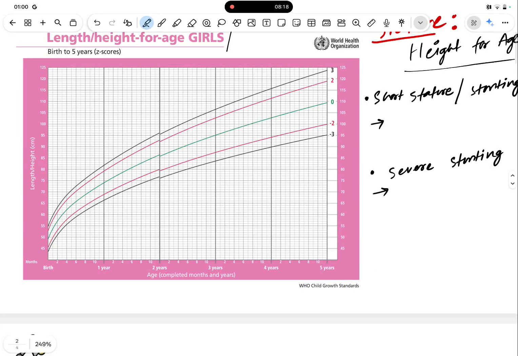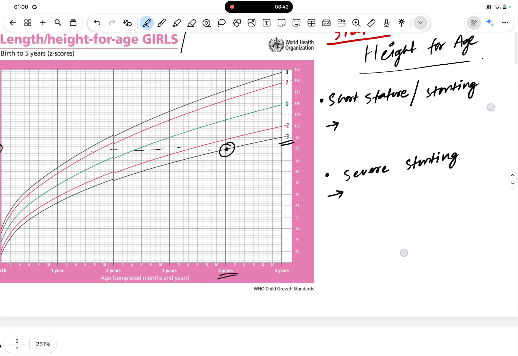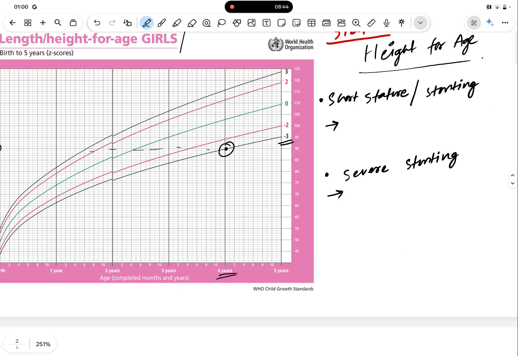So suppose age is 4 years and height is suppose 90 centimeter. Okay, so 90 centimeter, if we trace, age is 4 years, it is coming to here. Okay, so see clearly, if we trace this line, this point is falling on the minus 3 standard deviation. That is, it is a case of severe stunting. We will call short stature.